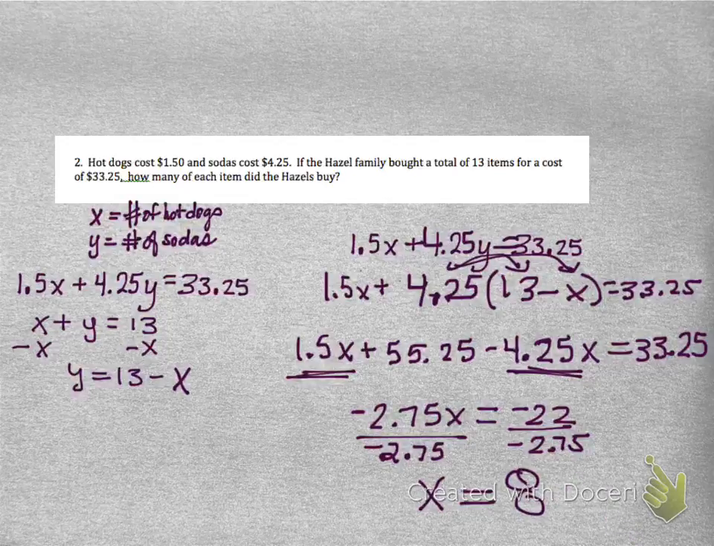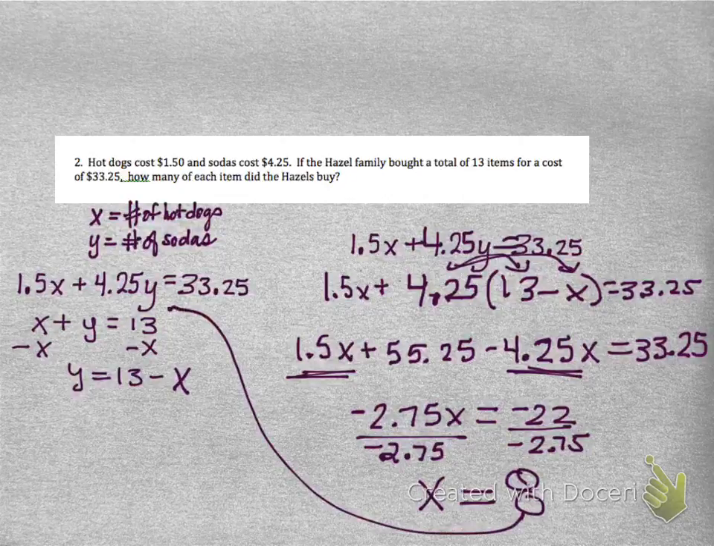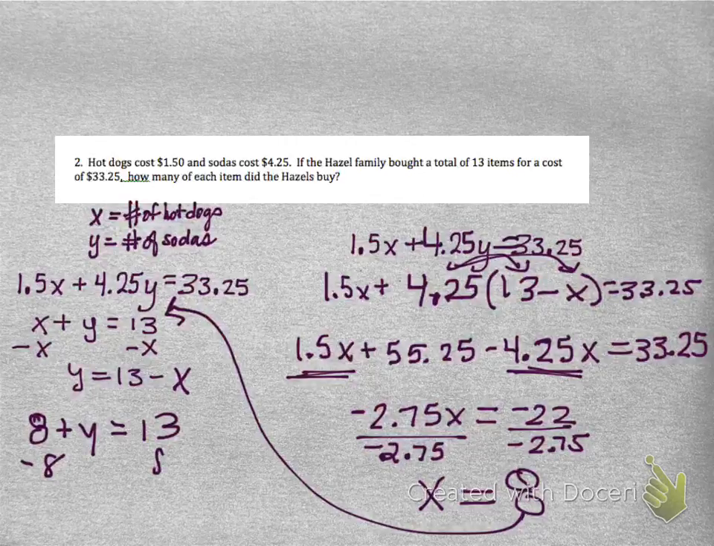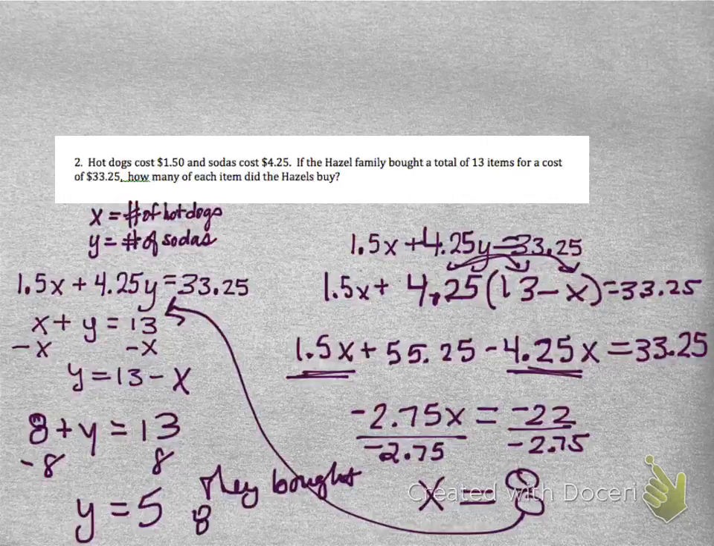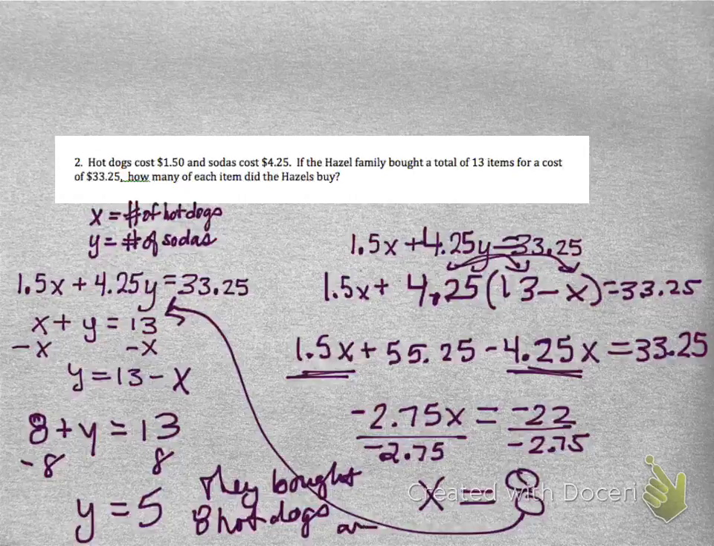Then I want to plug that back into my other equation, and so I get 8 plus y is equal to 13. Of course, then that's going to give me y is equal to 5. So they bought 5 hot dogs. I'm sorry, they bought 8 hot dogs. And 5 sodas.